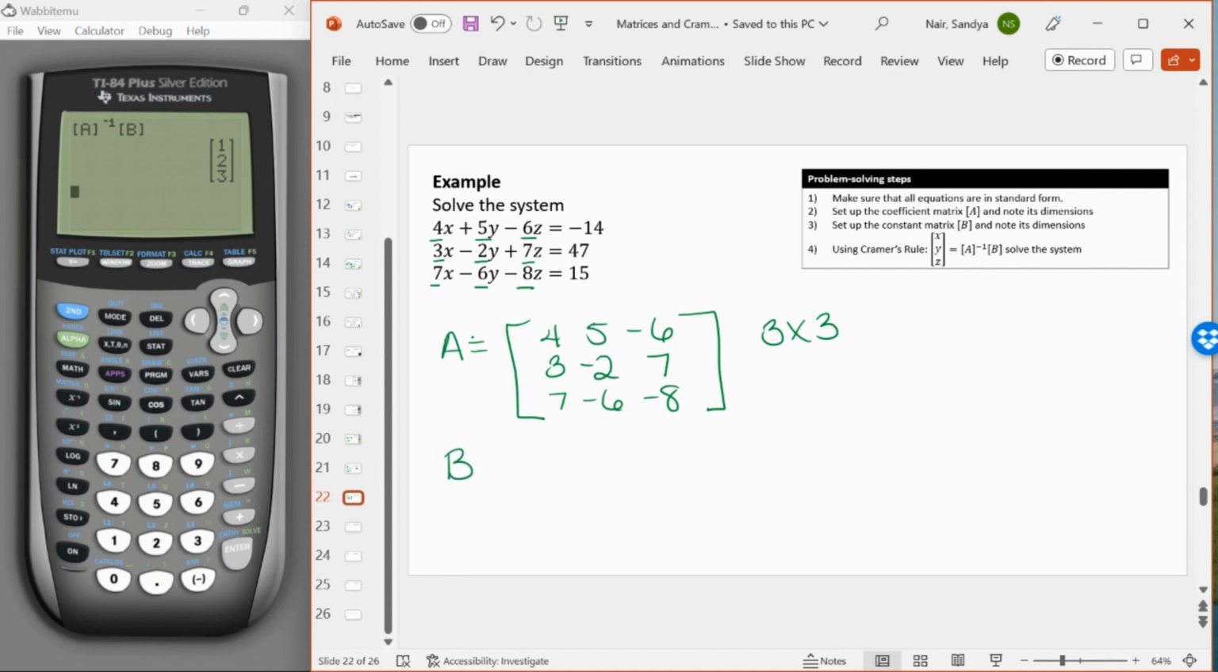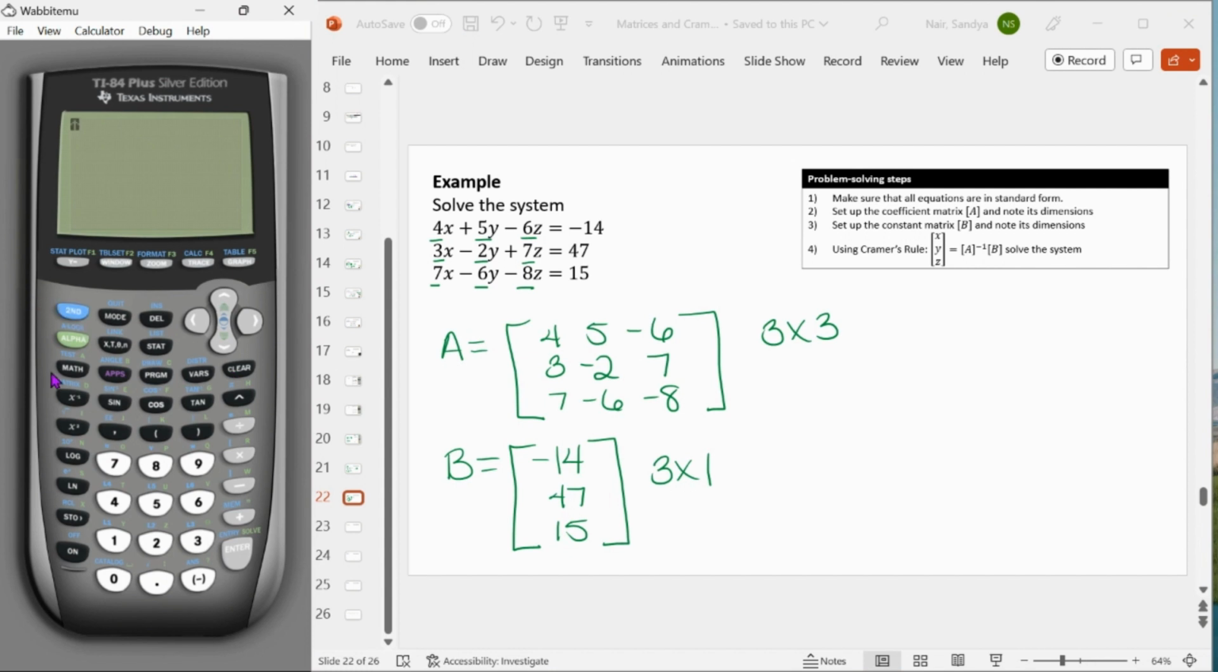And now I'm going to do matrix B, my constant matrix. And that is going to be negative 14, 47, and 15. So this matrix, remember, is a 3 by 1 matrix. So I have everything written out. Now time to go to the calculator.